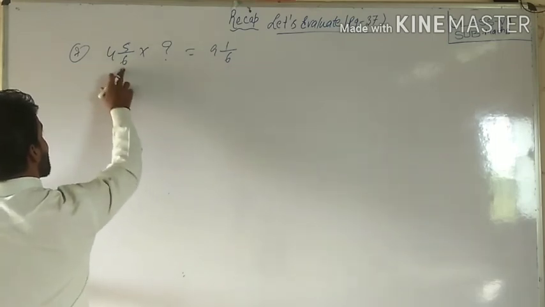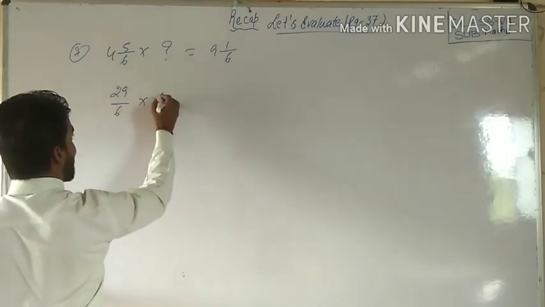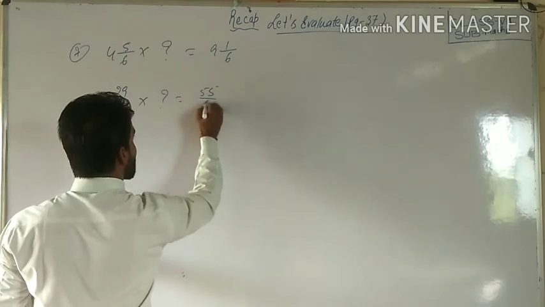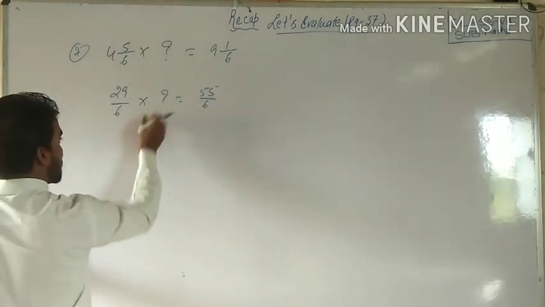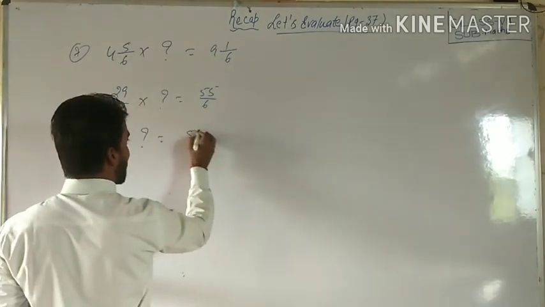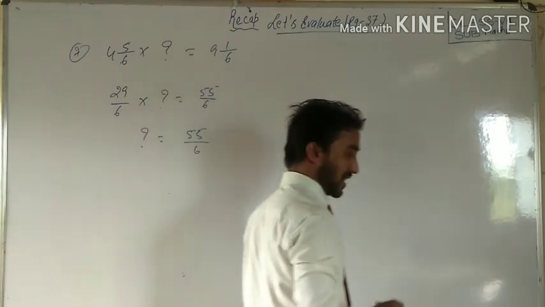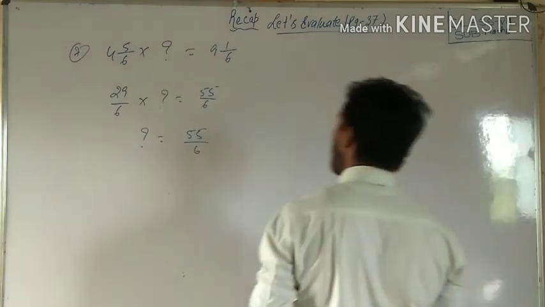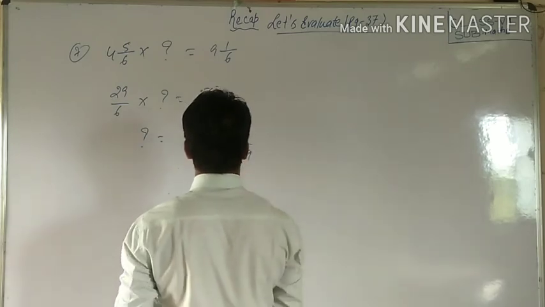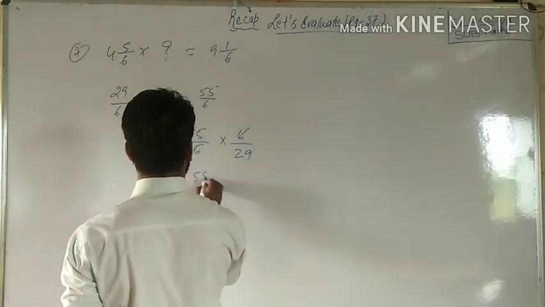What will happen? 6 fours are 24, plus 5, 29 by 6, is multiplied by which number? We don't know. The answer is 54 plus 1, 55 by 6. Now 55 by 6 stays here, and the 29 by 6 number will go to that side, and it will be the reciprocal. It means 6 by 29. So students, 6 cancels.